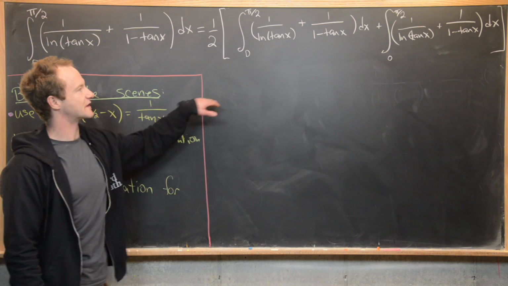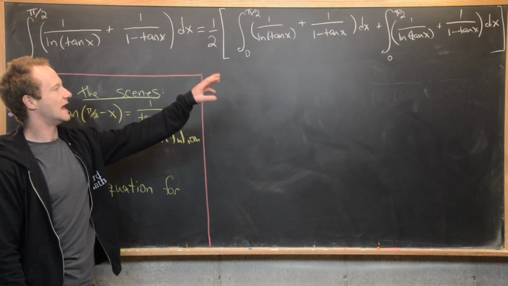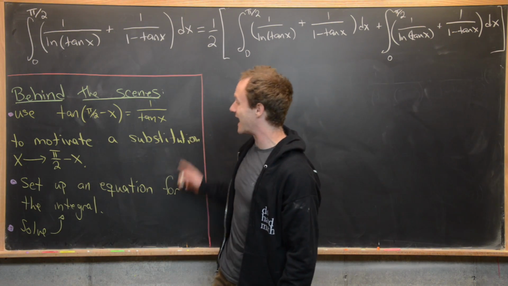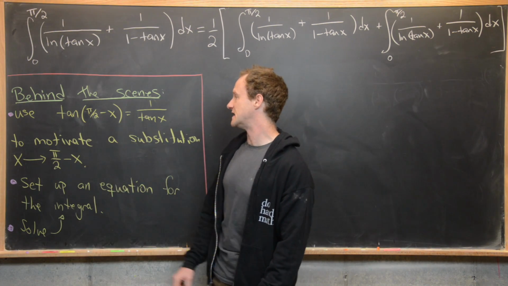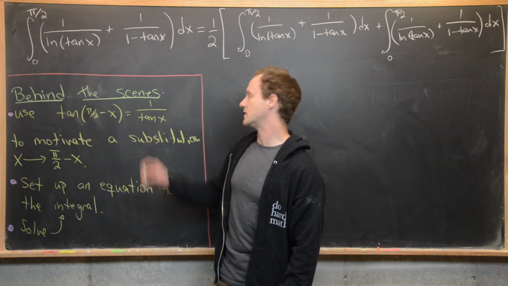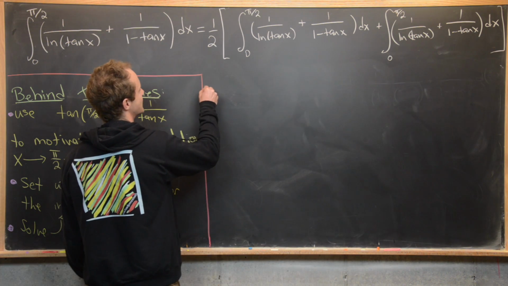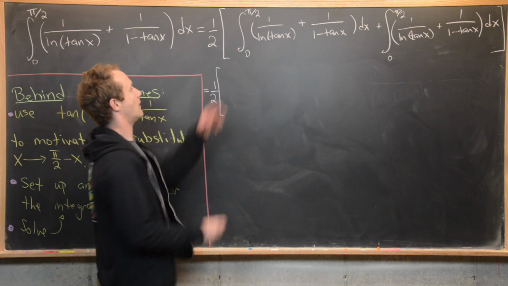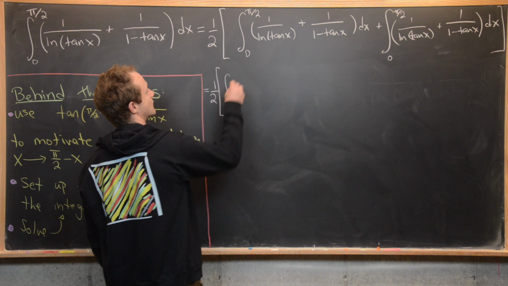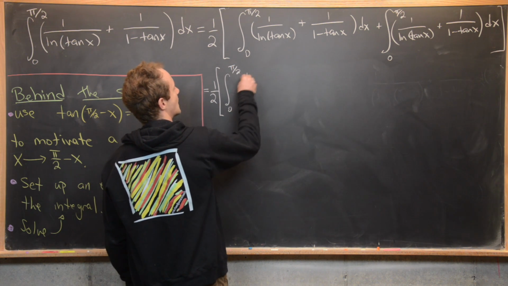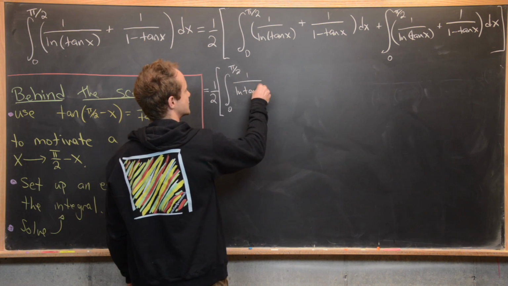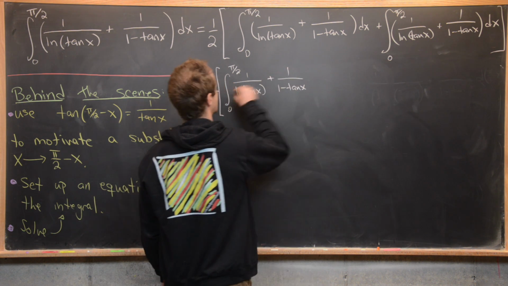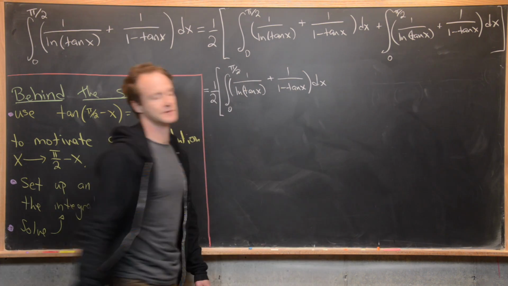Okay, so next I'll just bring this first integral down as is, and then I'm going to make a change of variables in the second integral based off of this behind the scenes that I told you about. This identity tangent of pi over 2 minus x equals 1 over tangent of x. So let's see what that gives us. So like I said, I'll have 1/2 on the outside of everything. I'll bring this integral down. So this is going to be the integral from 0 to pi halves of 1 over natural log of tangent of x plus 1 over 1 minus tangent of x. And all of that is dx.